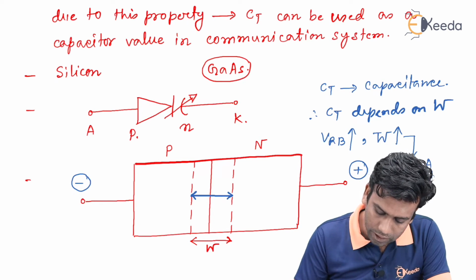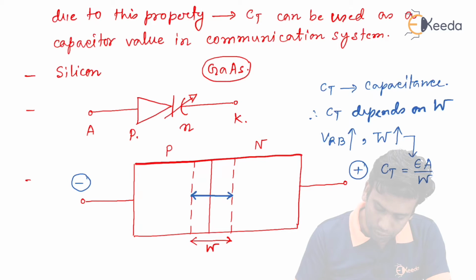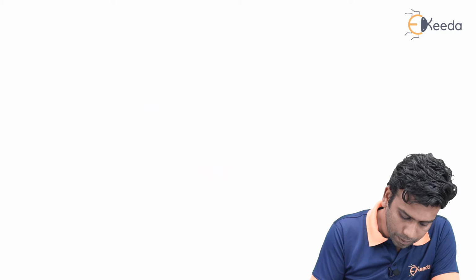That is why the CT value will now decrease. Now, we can see that by raising and decreasing the reverse bias potential, we can control the value of CT by the width of the depletion region. So, this property of the transition capacitance is used inside the Varactor diode in this manner.